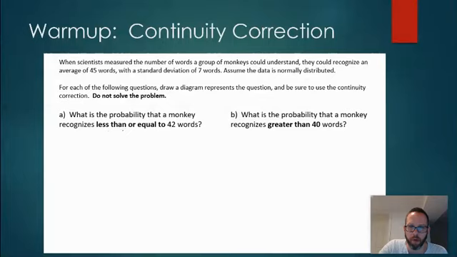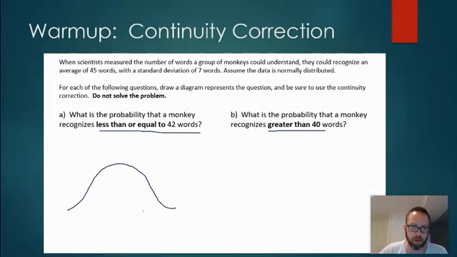So when you're doing less than or equal to 42 words, what's your range of values going to be? How are you going to handle that? And same with greater than 40 words. So if you want to pause the video and unpause when you're ready, you can do that. Or you can follow along with me right now.